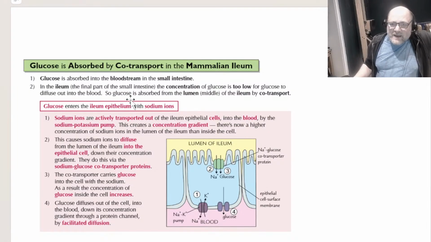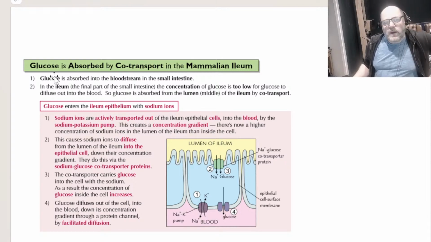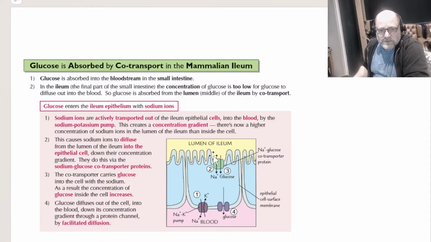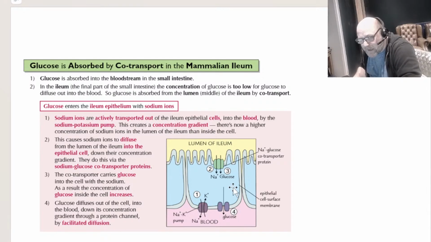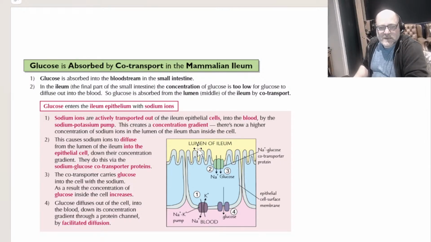Oh, talking of the ileum, you don't need to read all of this. So the mammalian ileum, this could be a rat, this could be a dog, it could be a human. But glucose is absorbed by co-transport in the mammalian ileum. I'm better off drawing my own diagram rather than using this one. Essentially, these cells here are the epithelial cells. The lumen is the inside.